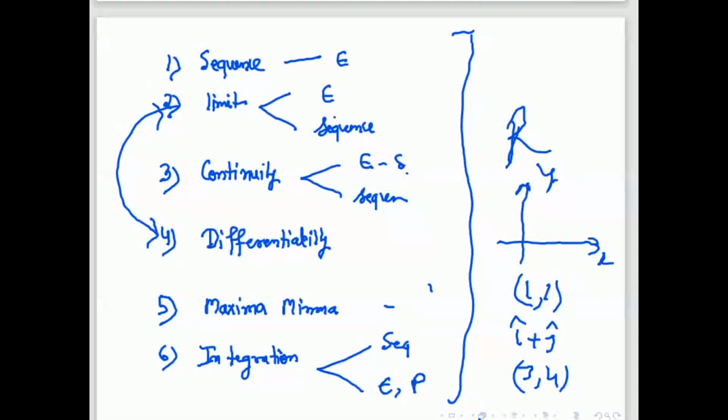Suppose this point is 3 comma 4. The vector means this vector. I will follow both notations. This vector you can write as 3 comma 4, that means the x component is 3 and the y component is 4. Or someone can write the same vector as 3 i cap plus 4 j cap. Both are the same, but most of the time I will follow the 3 comma 4 notation.